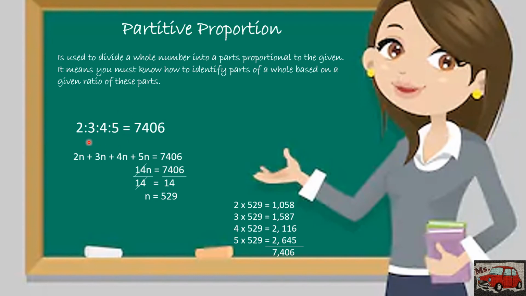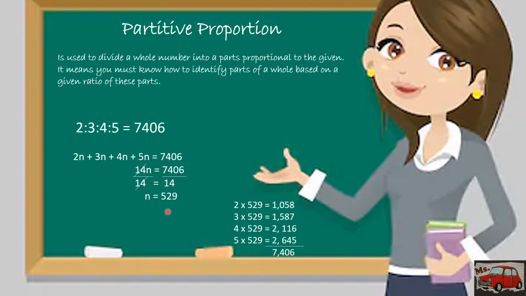Alright? So, to do that, you need to add this. And you'll get 14. Alright? So, yung n na to, yan yung i-multiply natin sa bawat ratio nyo mamaya. Alright? So, 14, i-divide mo siya dun sa 7,406. So, yung n is yung 529. Alright? So, now, kung nakuha nyo na si n, so, i-multiply nyo dito sa kada ratio nyo.